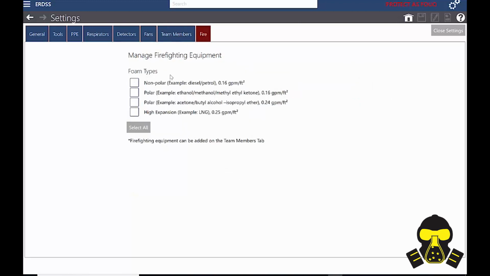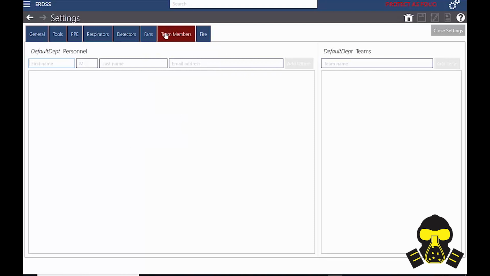And then fire, what types of foam do you have? We'll say we have everything. In the team members right now, I can show you some uses for it, but there's not a lot of great things that you'll apply it to right now. You really apply it a lot to some of the fire specific things and some of the evidence specific things for law enforcement. For preservation of evidence, and who you're going to assign to certain roles.